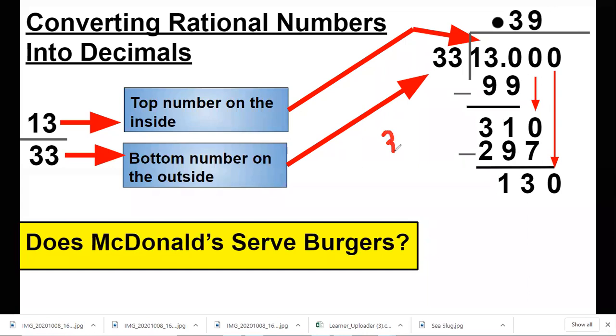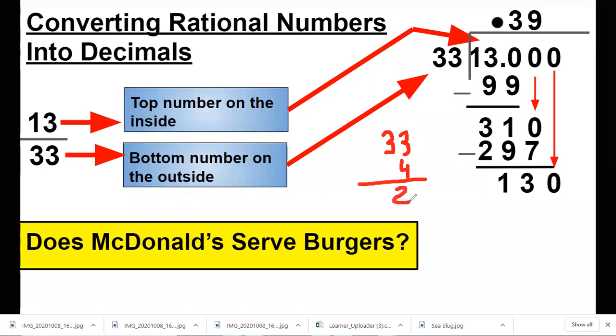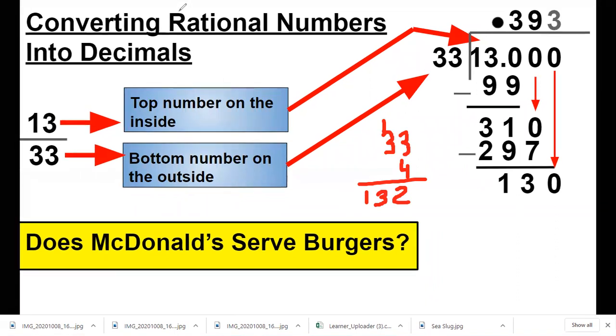Let's see, what did we have before when we did 33 times 4? I forgot. 3 times 4 was 12, carry the 1. 3 times 4 was 12 plus 1 was 132. Notice something? Didn't we have to do this before? You noticing something? Well, we'll see. We'll go a little further and see. So 4 is too high, so we have to put a 3 there.